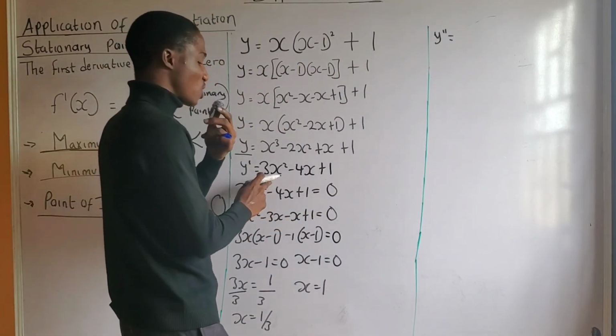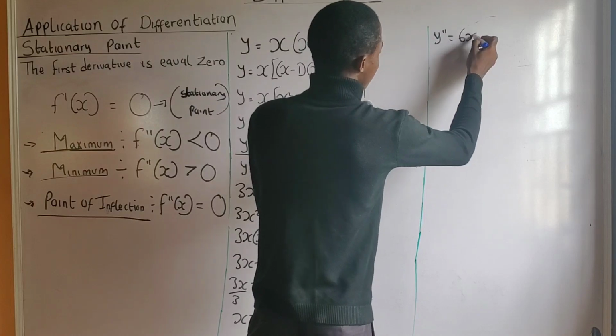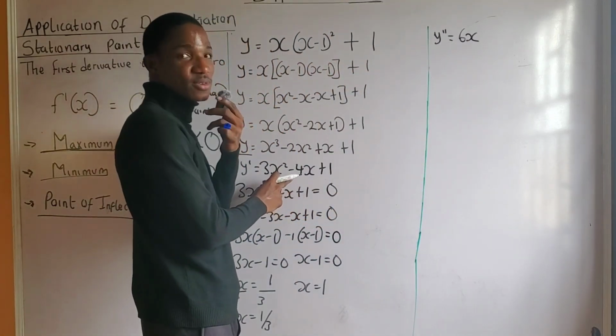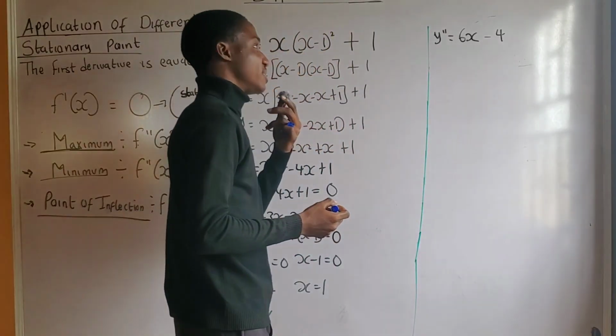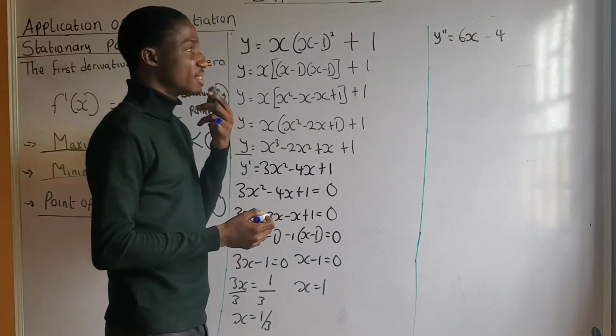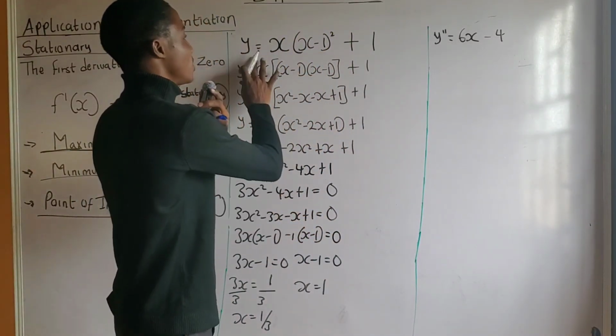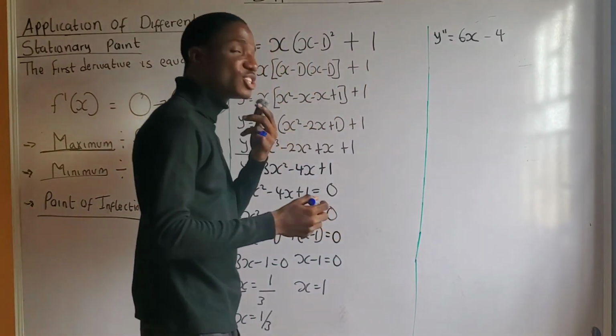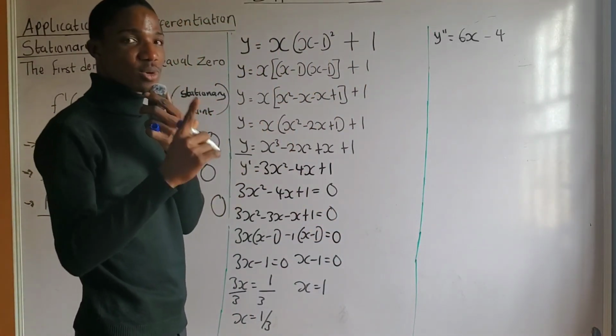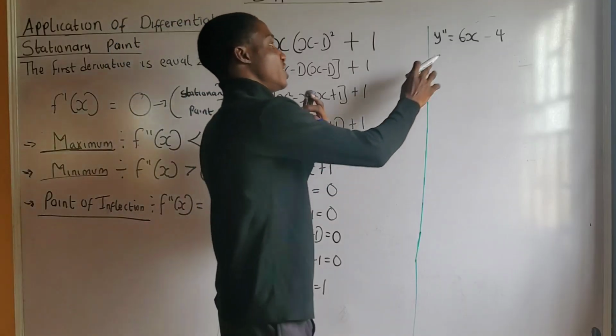The second derivative of the function will be equal to differentiate 3x squared, you're going to have 6x, right? Differentiate negative 4x, you're going to have minus 4, right? Okay. Now, the second derivative of the function is what? 6x minus 4. Now, let us substitute each stationary point into this.